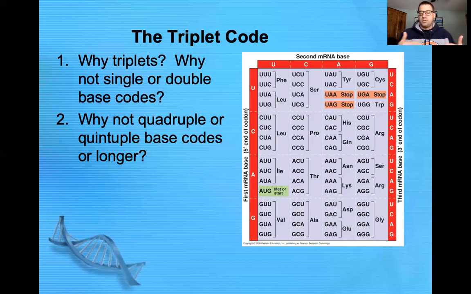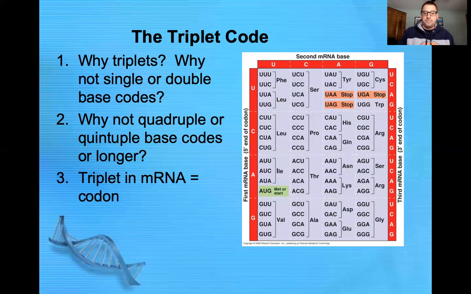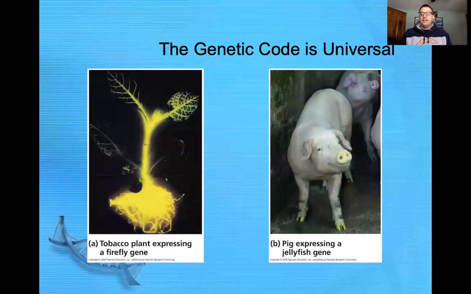So there are several reasons that would work against nature having selected for quadruple or quintuple base codes instead of just a triplet code. So a triplet in messenger RNA, a 3-base sequence with the instructions for 1 amino acid, is called a codon. Okay. One really cool thing about the genetic code is that it is universal.